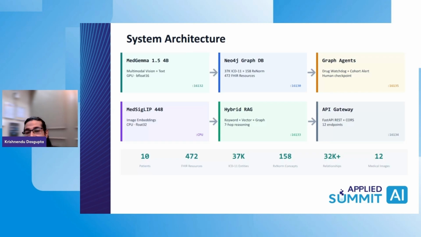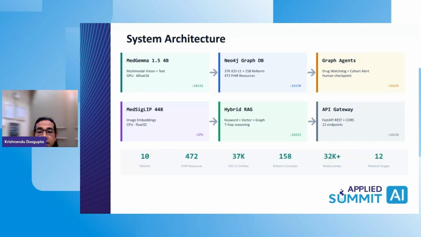How are we planning, and what is the system architecture for G.A.M.E.R.S? We have 6 Docker containers, 1 GPU. That's the entire deployment. We're using G.A.M.E.R at a VRAM capacity of close to 9 GB. It fits onto a simple RTX or homegrown GPU. MedSigLIP, again, is a model which sits on the CPU side of it. Neo4j stores the graph, and RAG fuses keyword, vector, and graph.